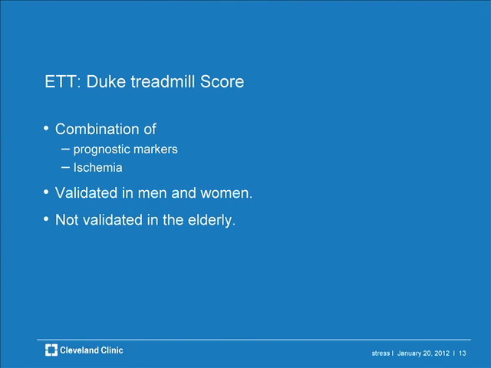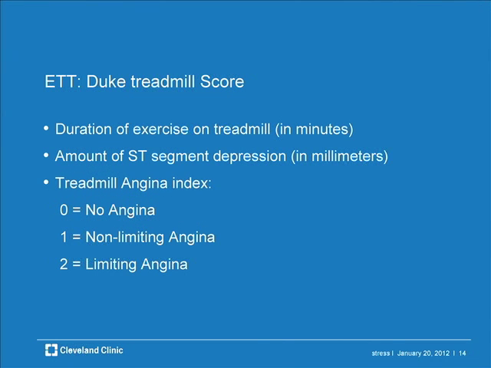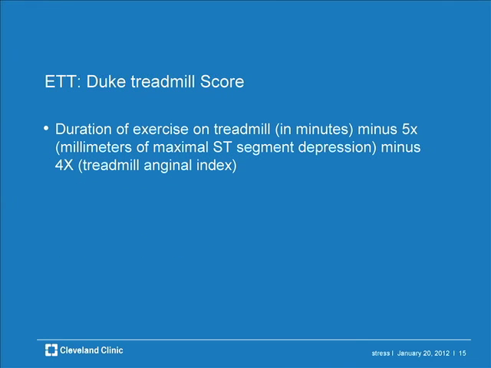Now, the other thing they might ask you about is the Duke treadmill score, and I'm not going to waste a lot of your time on how to calculate it, but this is a very important prognostic marker. Every stress EKG lab, as far as I know, reports this. It's validated in both men and women, and it's not validated in the elderly. It takes into account the duration of the exercise, the amount of ST depression, and the anginal score, how much angina you have on the treadmill. There's a formula that you can pull up on Google and check out, but it will be available in your slide set when you check out later this week.